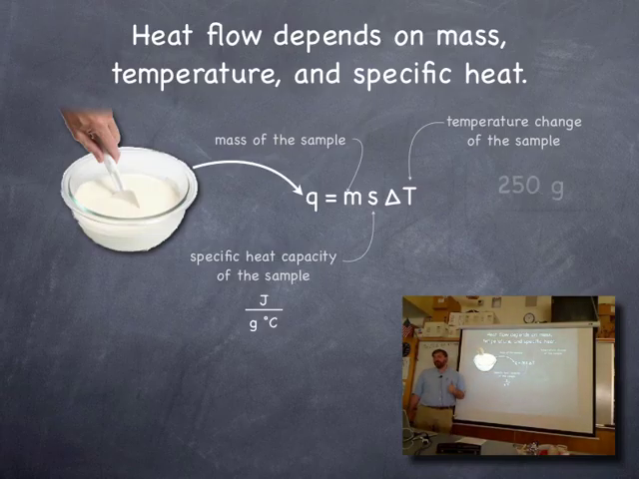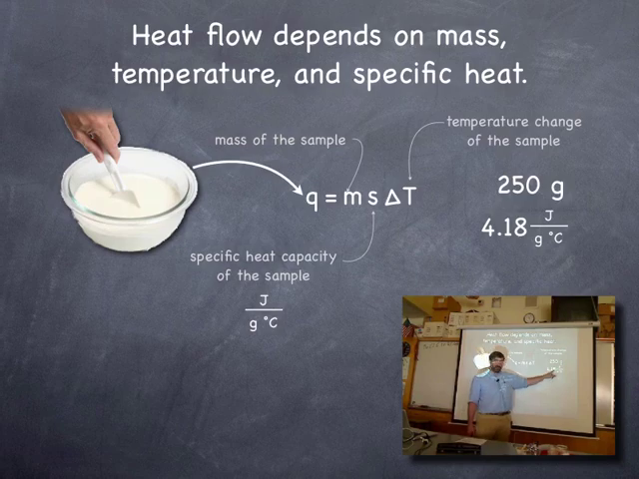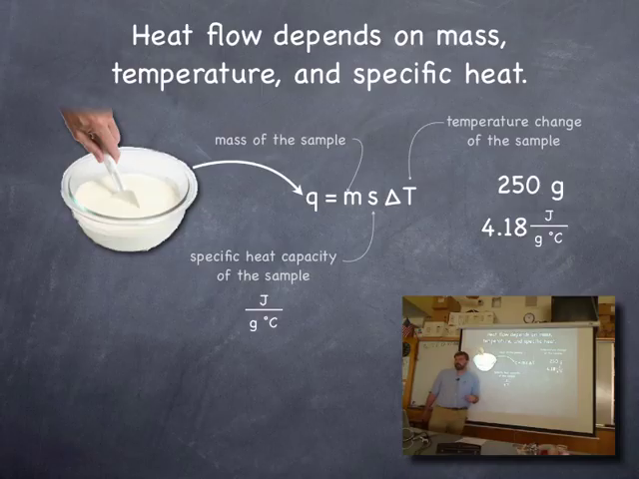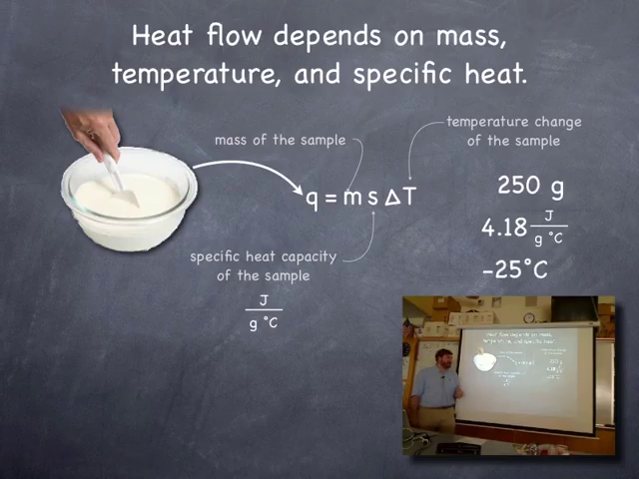So if we want to make 250 grams of ice cream, which is mostly water. Water has a specific heat capacity of 4.18 joules per gram degree Celsius. That is, it takes 4.18 joules to change the temperature of 1 gram of water 1 degree Celsius. And if it's at, say, 25 degrees Celsius to start with, and I need to cool it down to 0, that means my change in temperature is negative 25 degrees. It's always final temperature minus initial temperature. A change, a delta, is final minus initial.